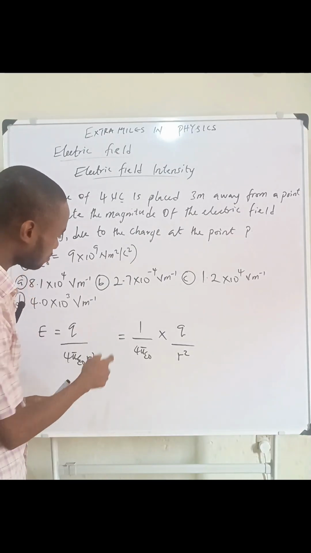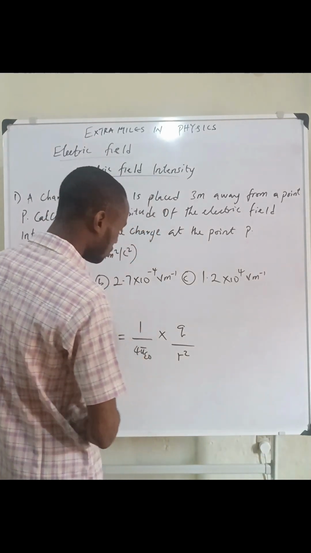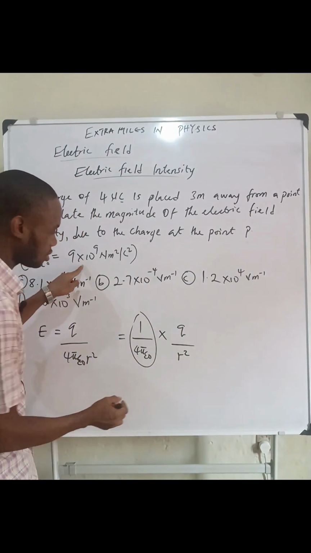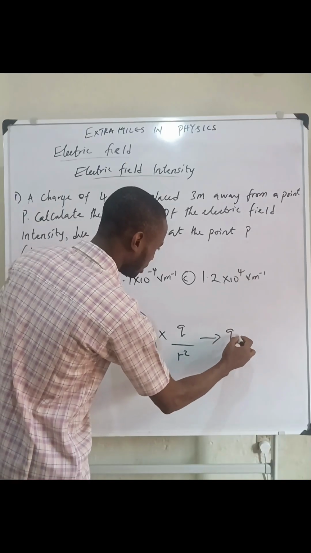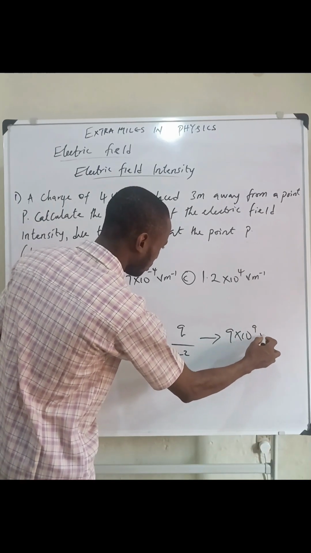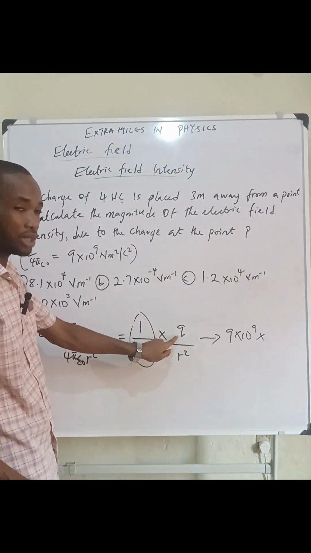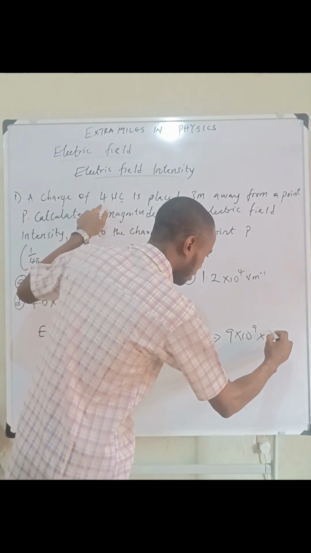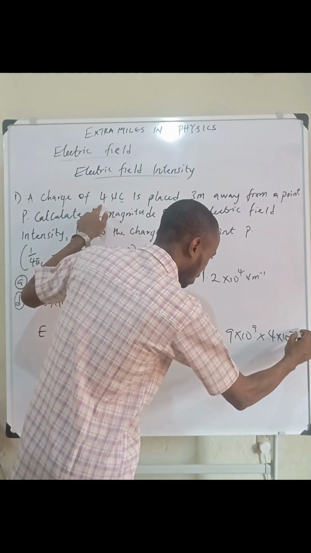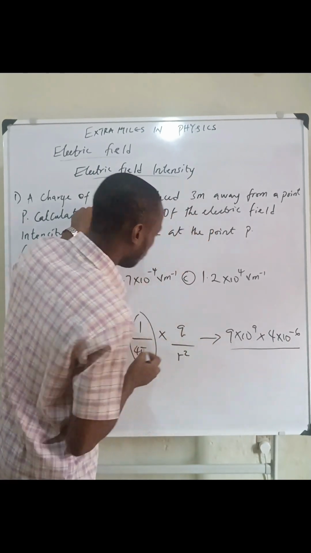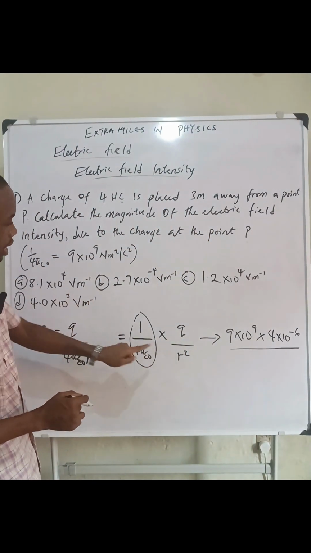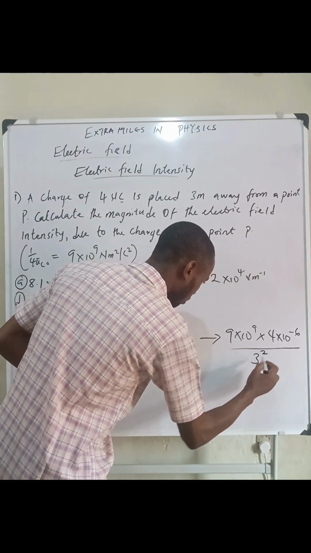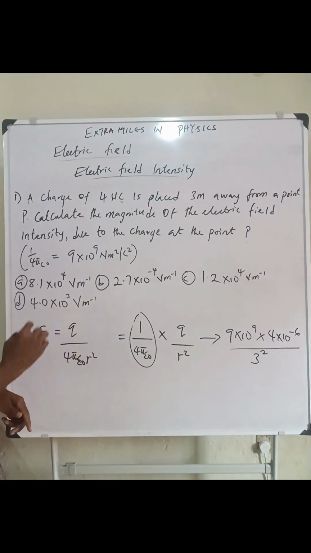So let's get started. Let's put in our parameters here. If we put in our parameters, this is all equal to this. So we are just having 9 times 10 raised to power 9 multiplied by our charge, which is 4. Remember to convert to coulombs: 4 times 10 raised to power minus 6. Then our distance is 3 meters, so we're going to say 3 raised to power 2, and that should be 9.